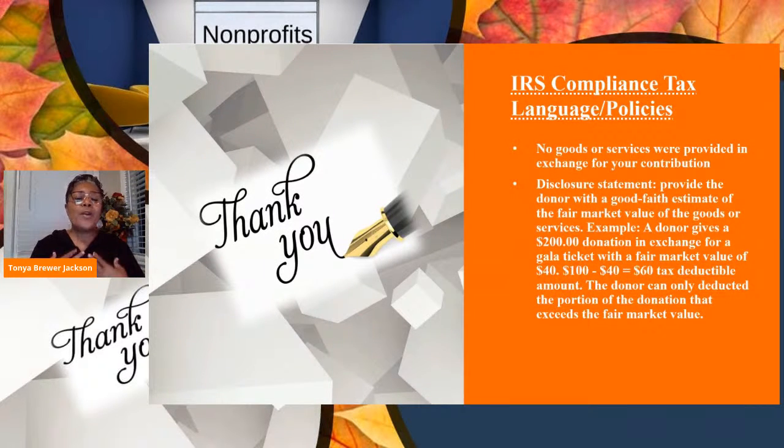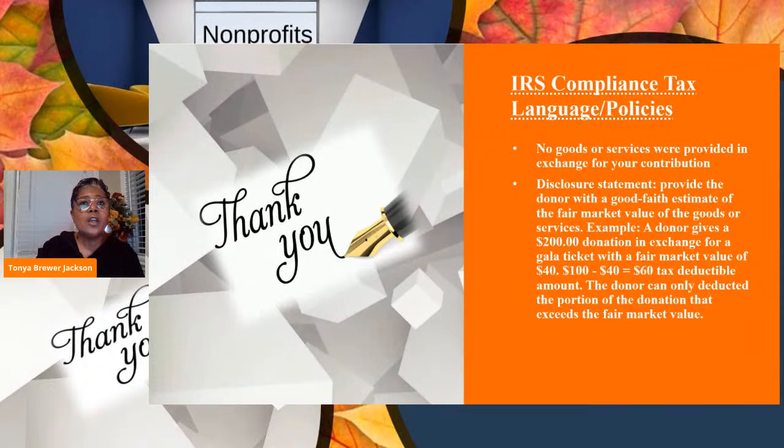Let me explain that because this gets kind of confusing. So I purchased a ticket to a gala, a $100 ticket. The fair market value of that ticket is $40. What the fair market value includes is going to be my plate, my dinner. It may include a raffle ticket. It may include whatever the cost to that organization for my ticket is, totaled up.